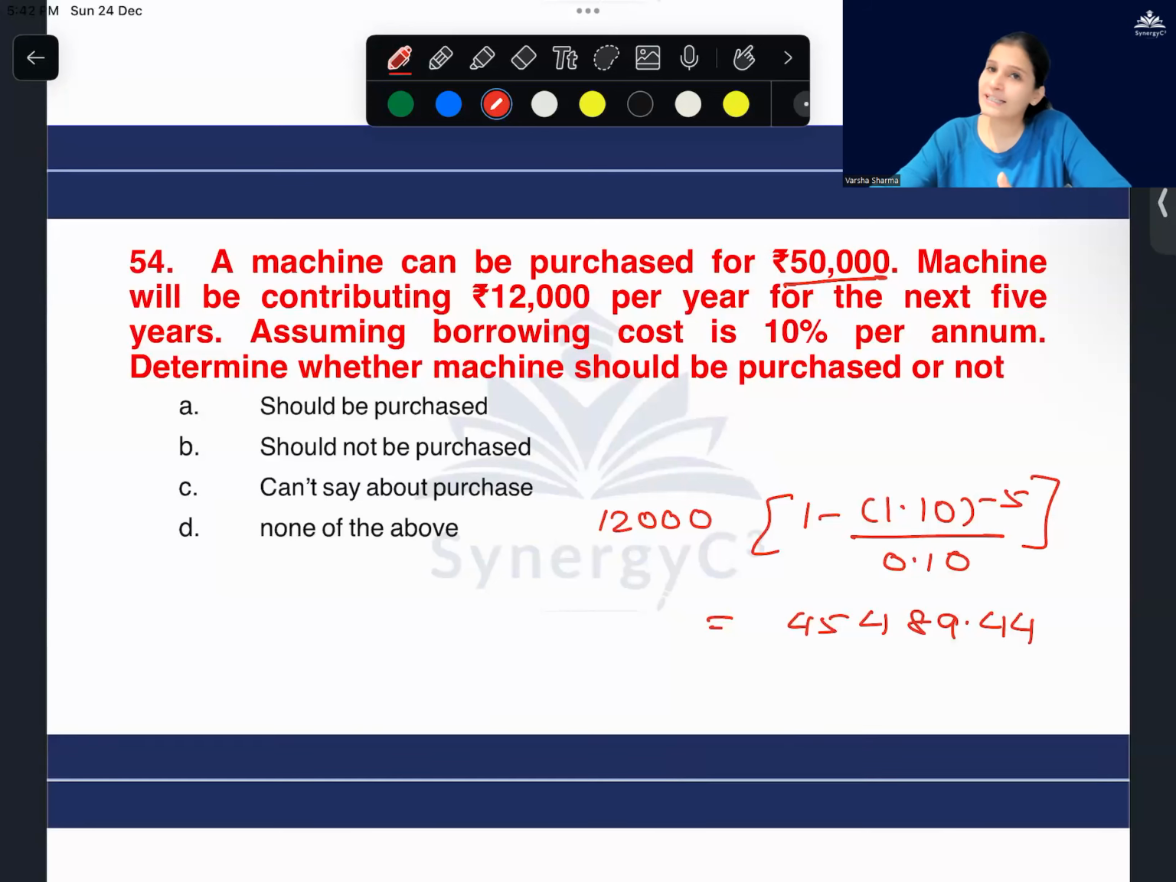If that comes up, then anyone, both of them can be true. Whether you buy, that's neutral. You don't buy, it's neutral. Should not be purchased. Clear? Yes, no.